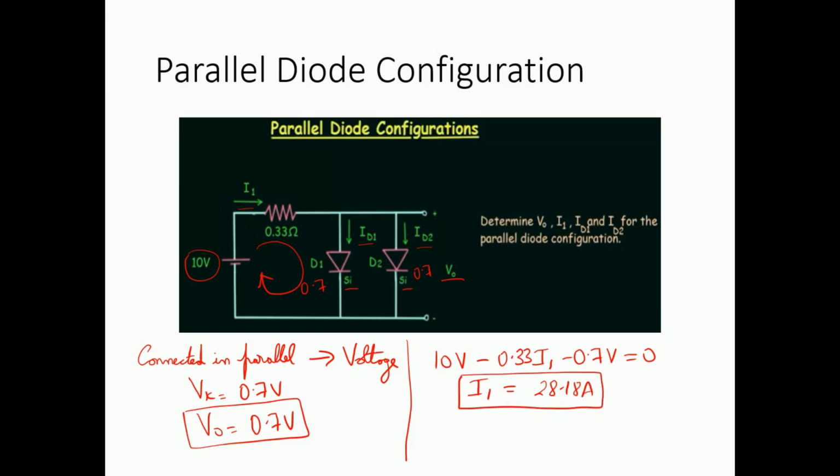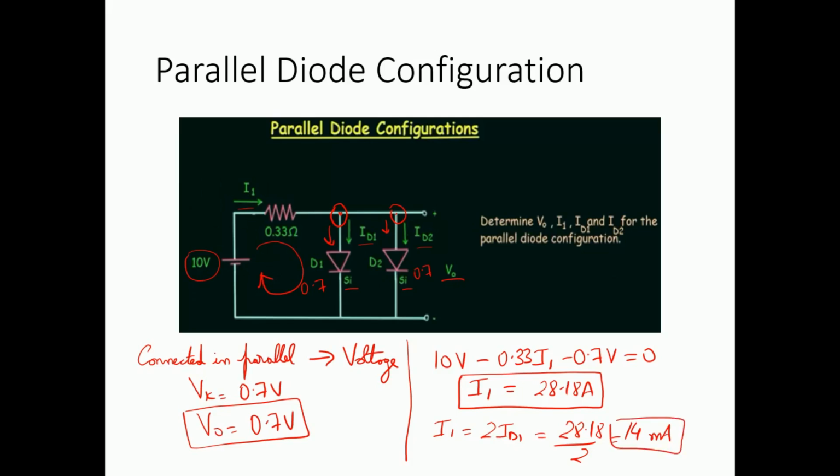Now let us use our intuition. We know that KCL says at any point the amount of current entering equals the amount of current leaving. This means that current I1 is entering over here and it is going downward, and the same current is entering over here and it is going downward. So what we can say is that this current I1 is basically getting distributed on two different branches. So we can say that I1 is basically 2 ID1. So it is going to be 28.18 divided by 2, which is going to be approximately 14 milliamps.